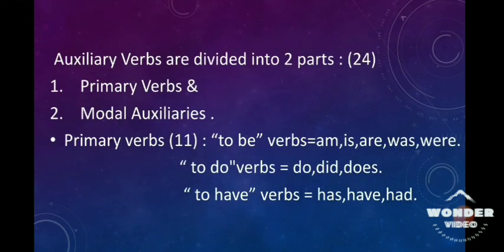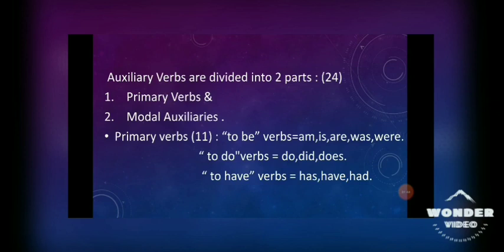Before going to the session of how to form a yes or no type question, first we should understand what auxiliary verbs are. Auxiliary verbs are divided into two parts. One is the primary verbs and second are called the modal auxiliaries. Now in all you will see that there are 24 auxiliary verbs. That is, 11 are the primary verbs and 13 are the modal auxiliaries. Now let's understand which are the primary verbs and which are the modal auxiliaries.